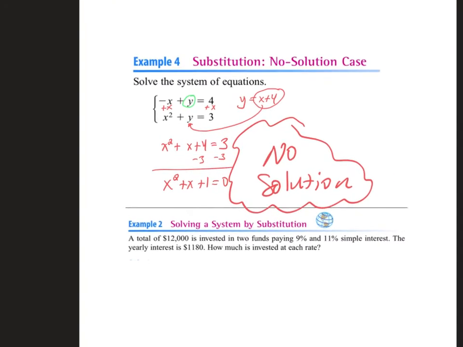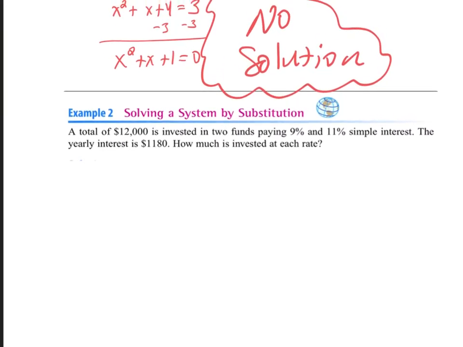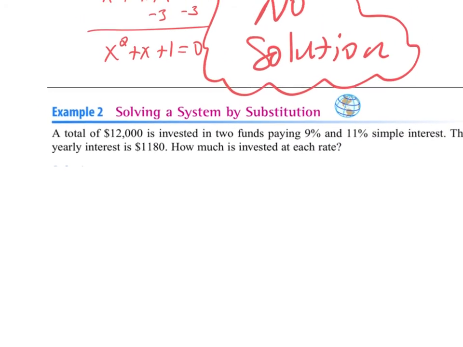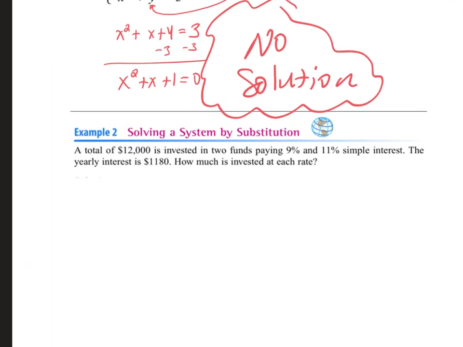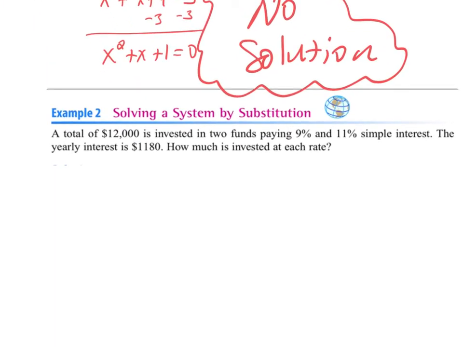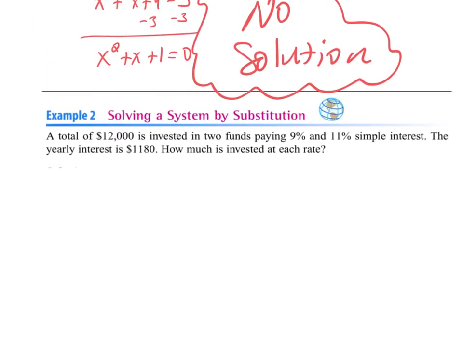All right, 2 more, then we're done. We got some word problems, guys. If you remember, we're talking about systems. That means we're going to have 2 equations in this case. So it says a total of $12,000 is invested in 2 funds paying 9% and 11% simple interest. The yearly interest is $1,180. How much is invested in each rate?